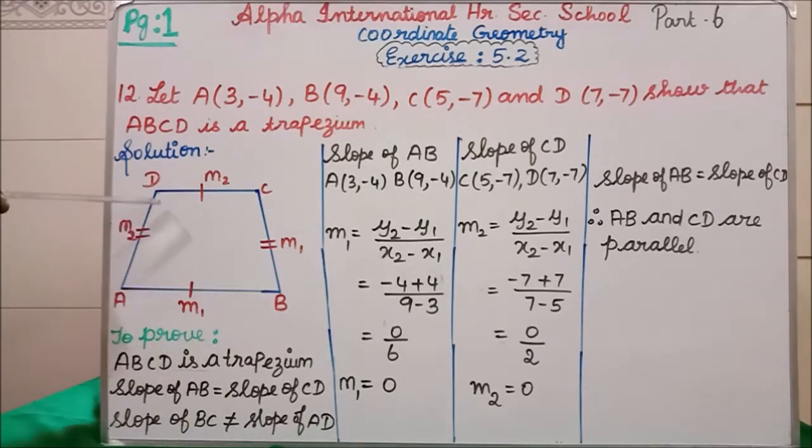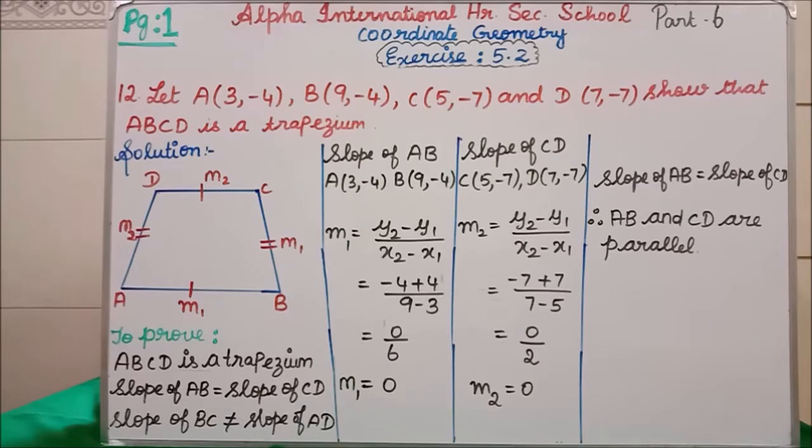Only one pair means, see, I have written only this side: slope of AB is parallel to slope of CD. If you get that it is parallel, parallel means m1 is equal to m2, then the given points form a trapezium. Clear? The other two sides, AD and BC, should not be equal in slope. These two sides are not parallel. Only one pair of opposite sides are parallel in a quadrilateral, then it is said to be a trapezium, we have learned.